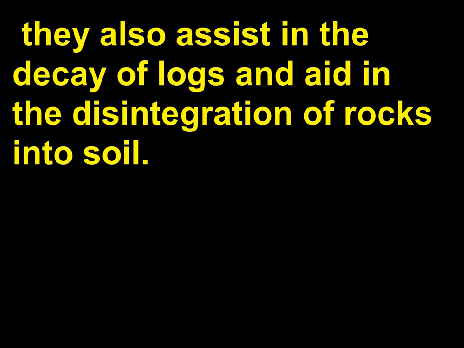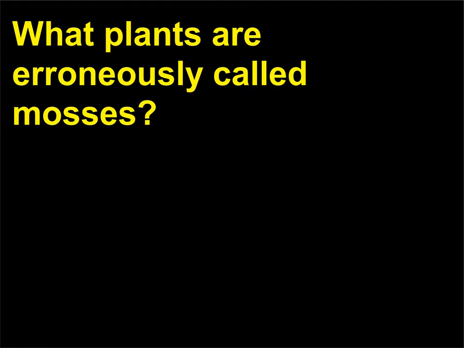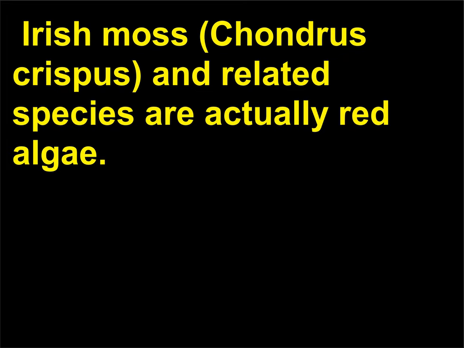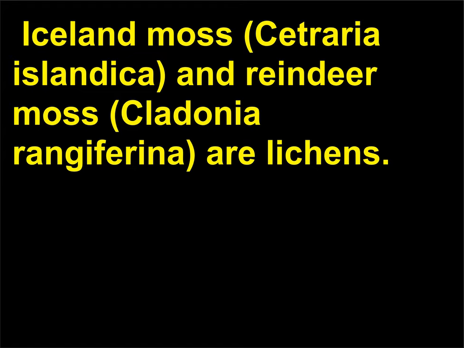What plants are erroneously called mosses? Not all plants called mosses are bryophytes. Irish moss, Chondrus crispus, and related species are actually red algae. Iceland moss, Cetraria islandica, and reindeer moss, Cladonia rangiferina, are lichens.